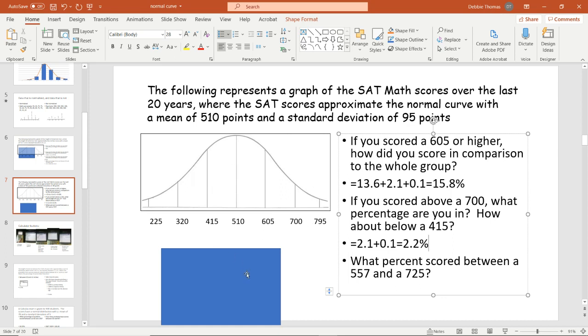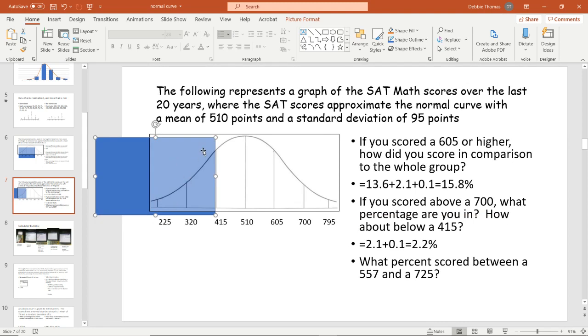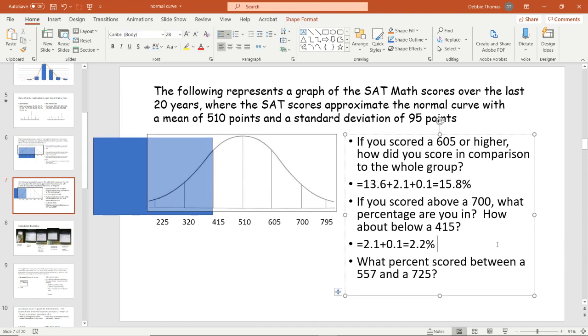If we go to the 415, we're down here. So below a 415, again, this is 13.6 over here, and 2.1 over here, and 0.1 over here. So if you score below a 415, you are in the 15.8 percentile. Okay? You could also say for this one that you are in the top 85%, and we'll go over that again.